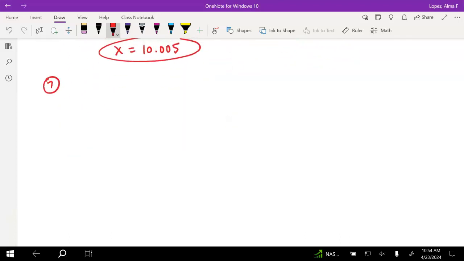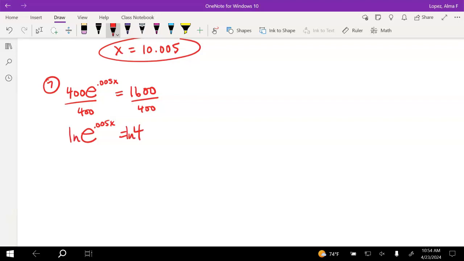Number 7, we have 400 e to the 0.005x equals 1600. I'm going to start off by trying to get the exponential function all by itself, so I'm going to divide both sides by 400. As soon as I have the exponential function isolated, this is the special exponential function, so I'm going to take the natural log of both sides.